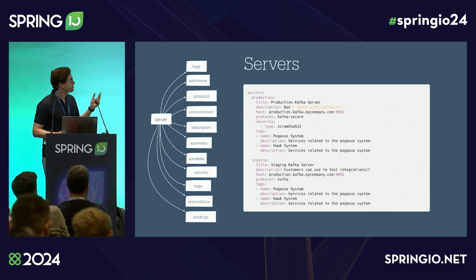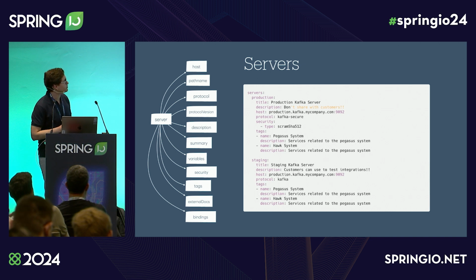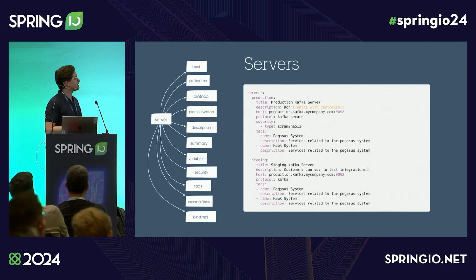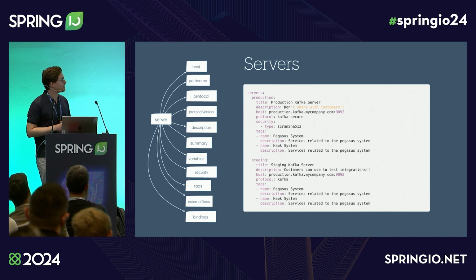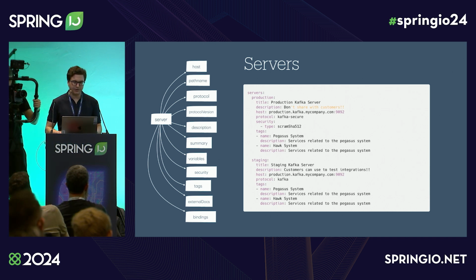So we have 2 servers. You can see that they have the description, host, protocol. The first one is Kafka secure. So the first one has security. They have tags. The second one doesn't have security.